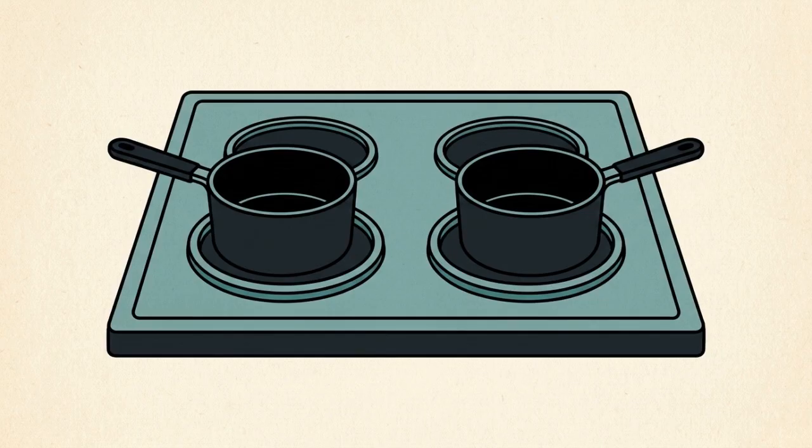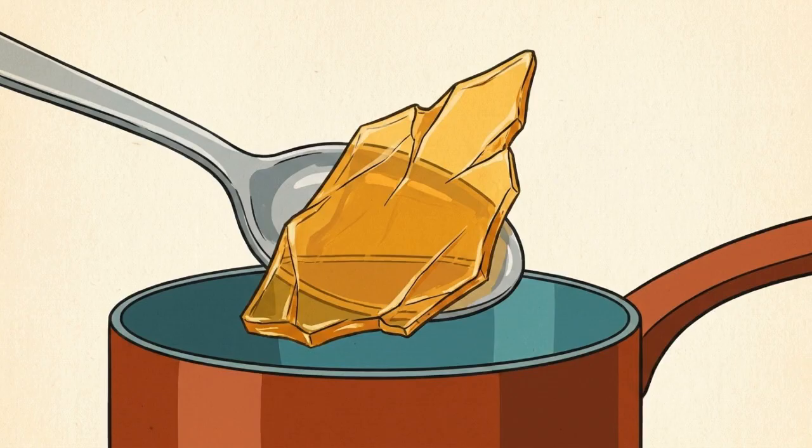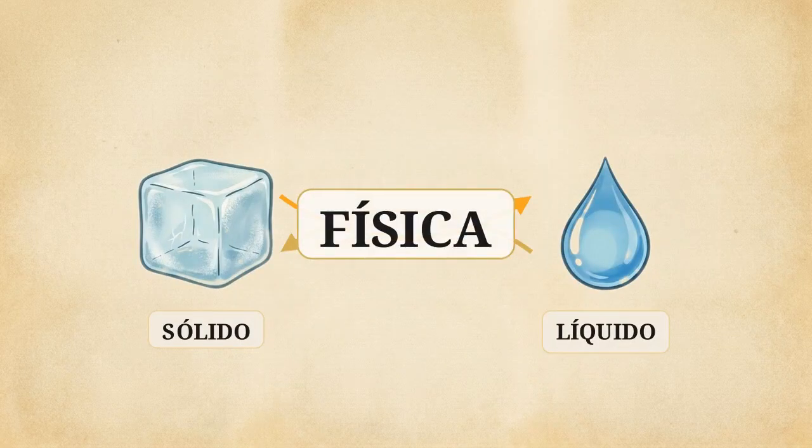You can watch both types of transformations happen to a single ingredient on the same stove. In Act 1, you put raw sugar in a pan and melt it into a clear, golden syrup. If you take that pan off the burner and let it cool, the syrup hardens back into sweet sugar. It changed state, but it is still sugar, a physical transformation.